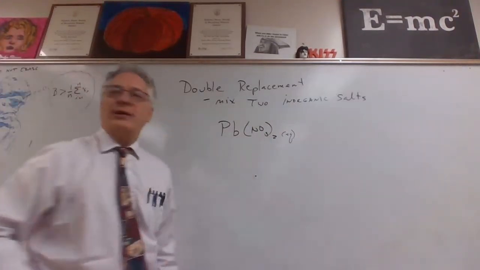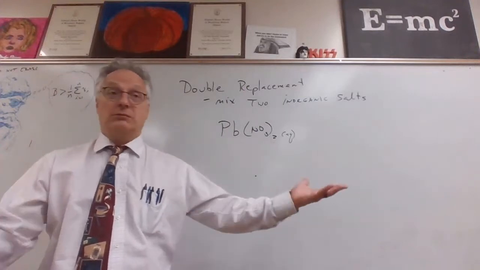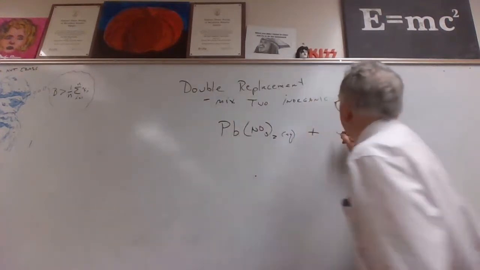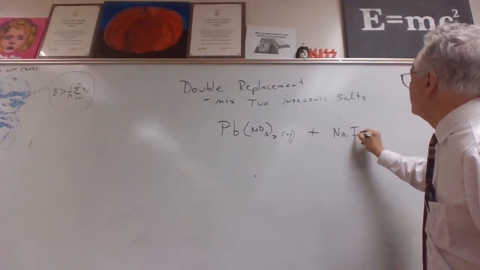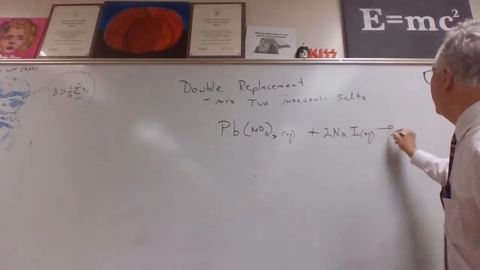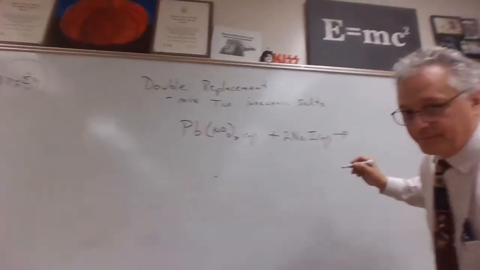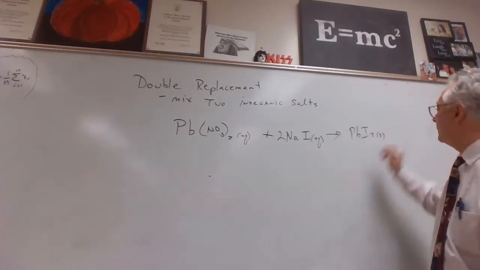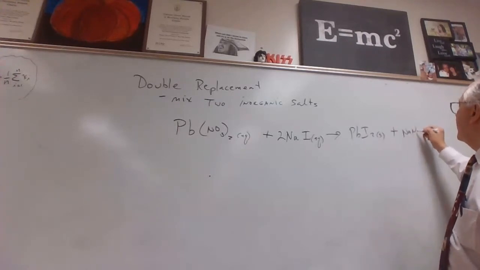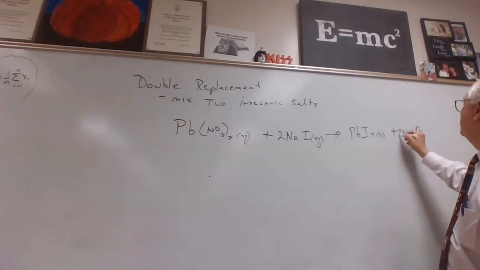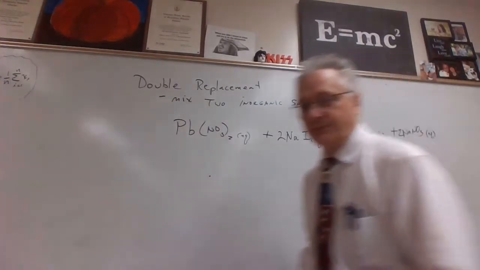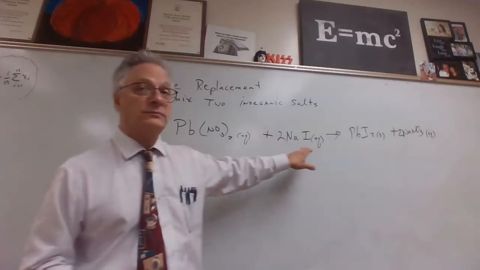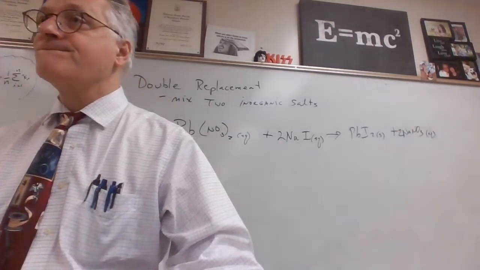We took lead nitrate, which is an aqueous solution, and you saw it. It was colorless and clear. Looked like water, and I reacted it with sodium iodide, which was aqueous, and the yellow material that we got was lead iodide. That turned into a solid. Plus, we get the sodium nitrate, and I get two of those, and that remains in solution. So recognize double replacement reactions when they switch partners. They switch partners. Not too bad.